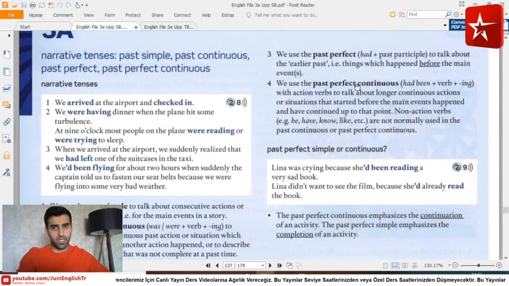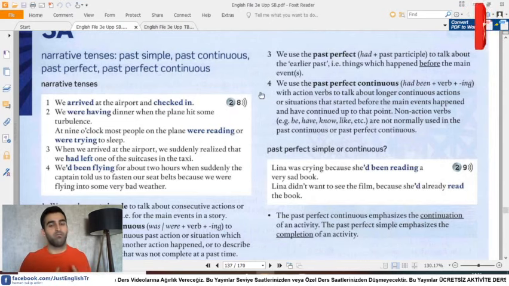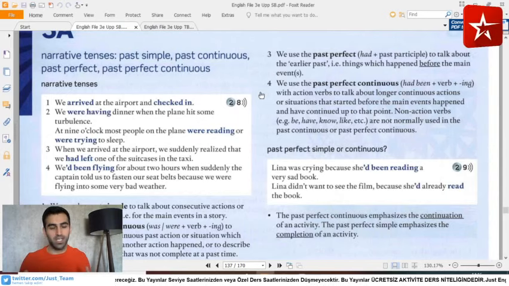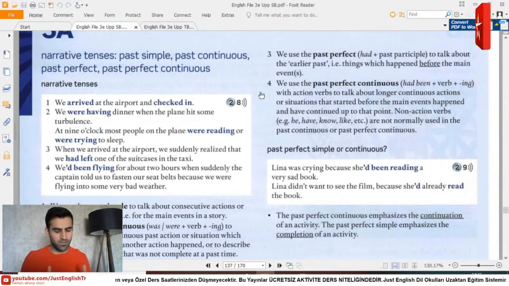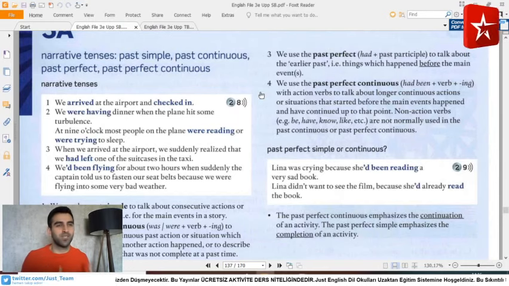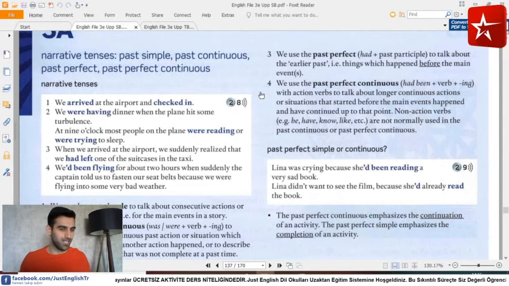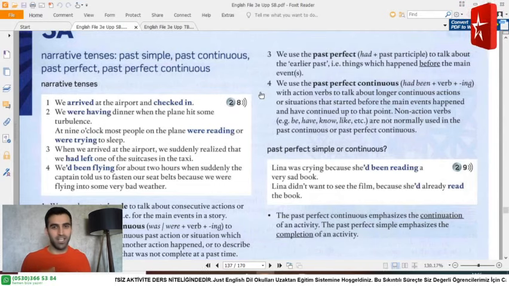The last one is about the past perfect continuous. We have past continuous, present continuous, future continuous, present perfect continuous. When it comes to past perfect continuous, it's a little bit tricky and difficult for students to understand. Students ask, teacher, we have past continuous and we have past perfect continuous, so what's the difference? If we have a past continuous, why do we need past perfect continuous? Don't worry about that. I will explain.